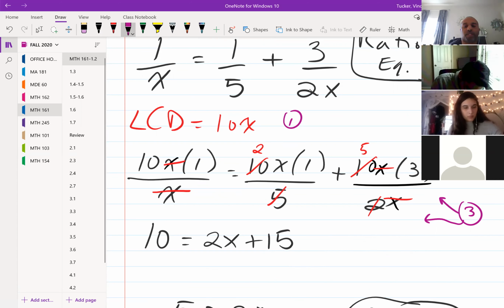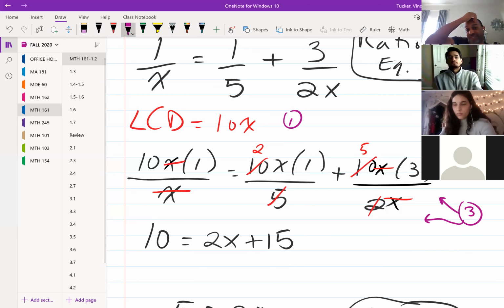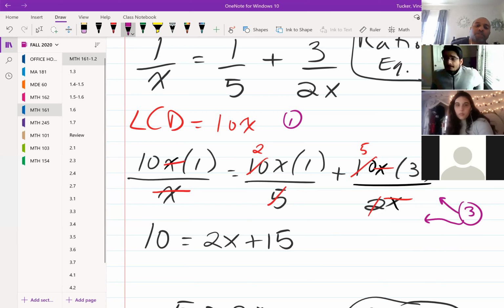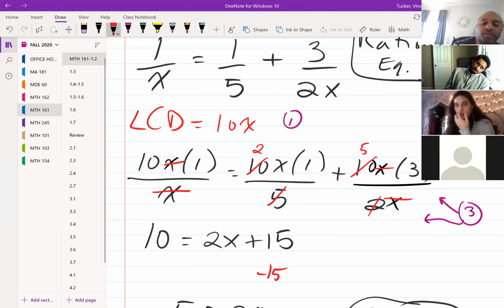Found our LCD, which was 10x. That was the smallest expression that 5x and 2x could divide into evenly. Multiply each term by that 10x. So x canceled in the first expression, 5 divided into the 10 left you with 2 in the second expression. 2x canceled into 10x and left you with just 5. So it left us with 10 times 1, which is 10, 2x times 1, which is 2x, and then 5 times 3 is 15.